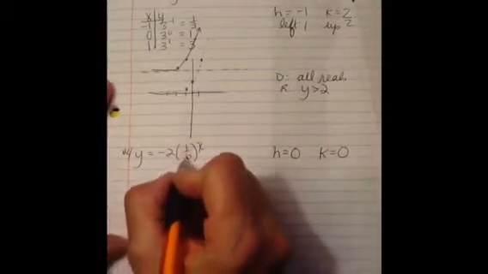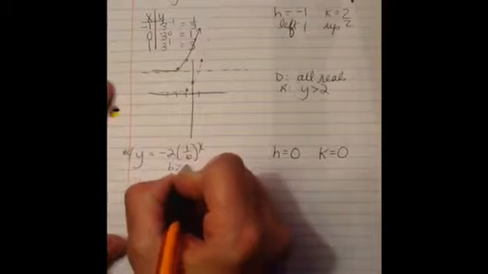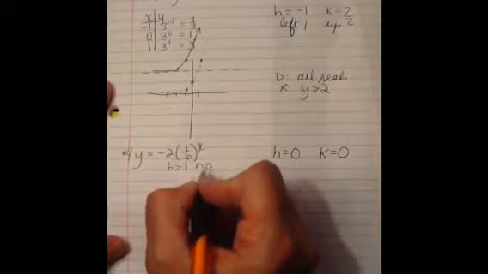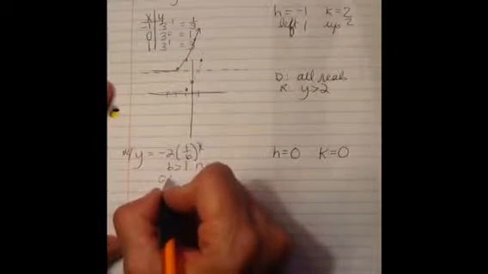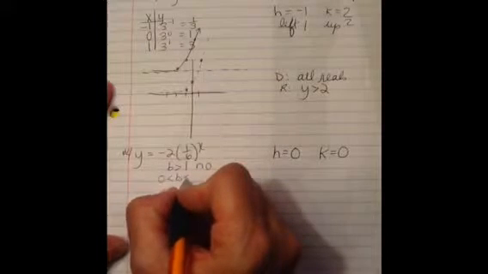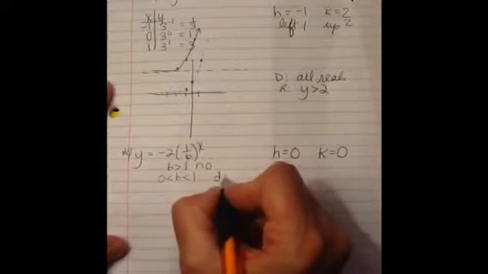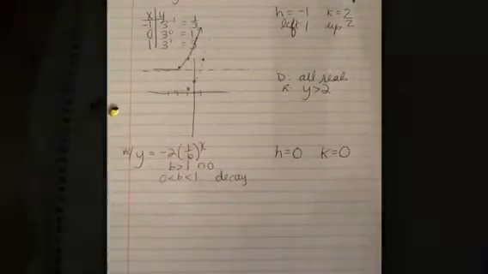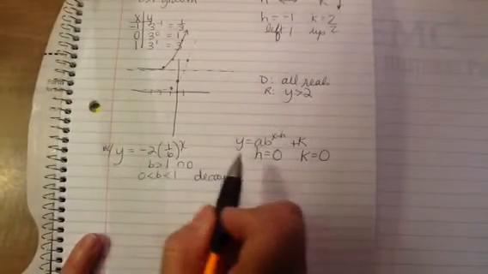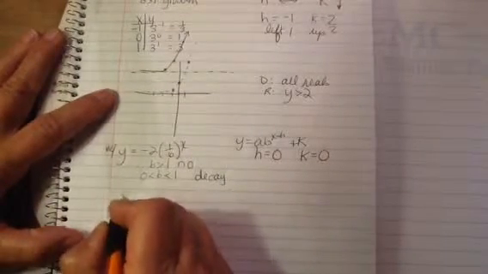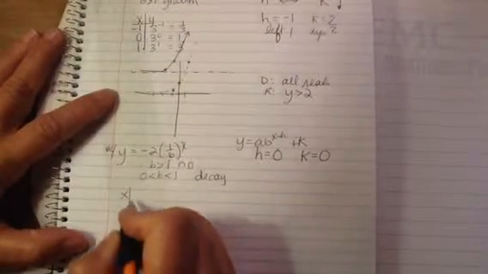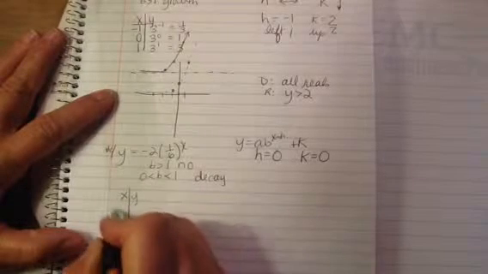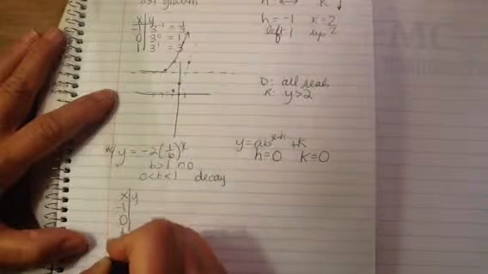Another example. Now I'm going to look here. Is b greater than 1? The answer is no. But b happens to be between 0 and 1, so it's a decay. Alright, so there is no h and k, so we don't have to do any shifting. We are going to do a t-chart. And we're going to pick the points -1, 0, 1.